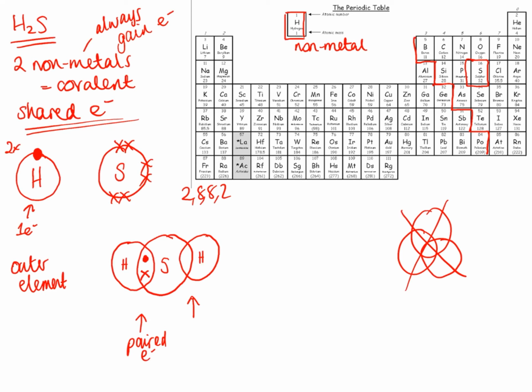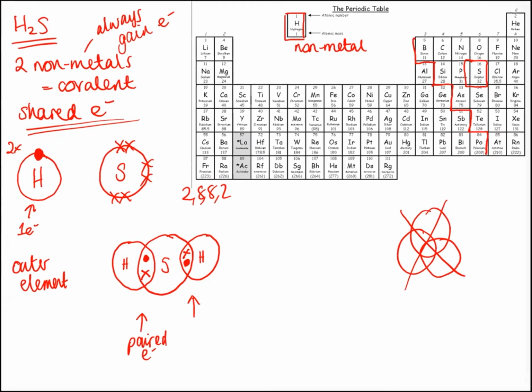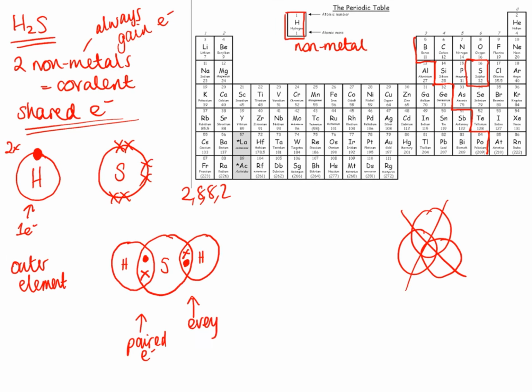Hydrogen on the right hand side has 1 dot originally, so it needs a cross from the sulfur, and we pair it up with hydrogen's dot, and that always has to be the case. Every dot has a cross in the overlap. So always that. Every dot, sorry about that, has a cross.